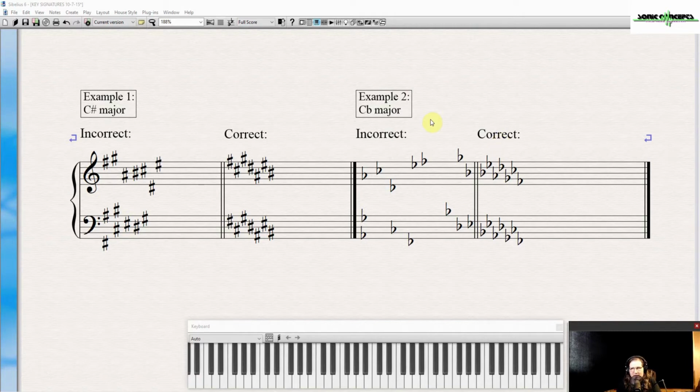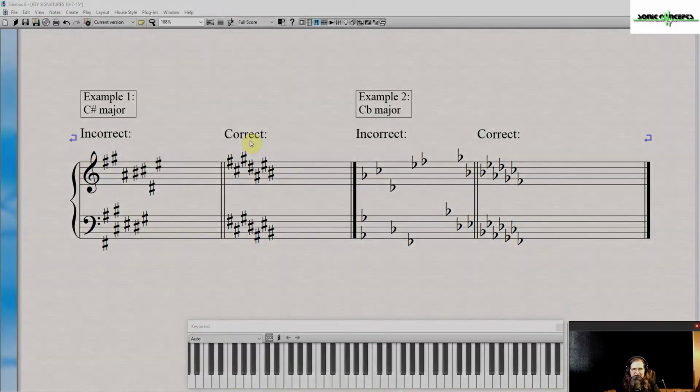To properly write in sharps, start with the F sharp on the top line of the treble clef, or the fourth line up on the bass clef, then write in the C sharp below F sharp, then the G sharp above, the D sharp below, the A sharp below, and notice here that it breaks up the down-up pattern, then the E sharp above, and the B sharp below. This is the correct way of writing the C sharp major key signature. Practice writing these out several times so you are comfortable with the proper order and location of the accidentals.